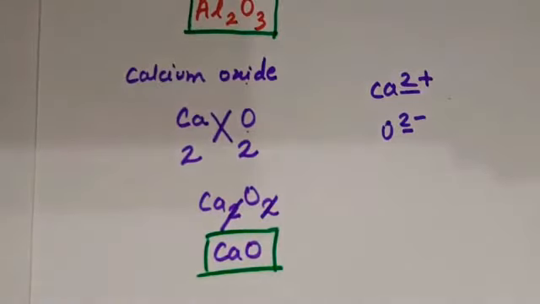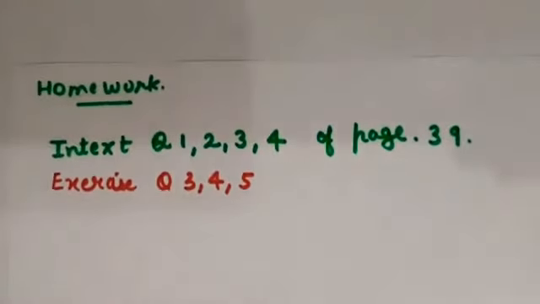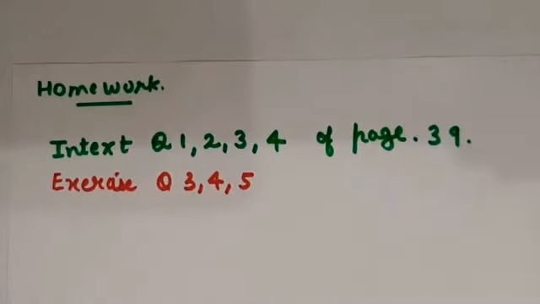So now there are various examples given in your NCERT book. You try those by learning the table for writing the chemical formula. So what is your homework, students? You will solve in-text questions, question number 1, 2, 3, 4. These are all related to chemical formula given on page number 39. And you will also solve exercise questions, question number 3, 4, 5, which are given at the end of this chapter. So this is your homework for today.